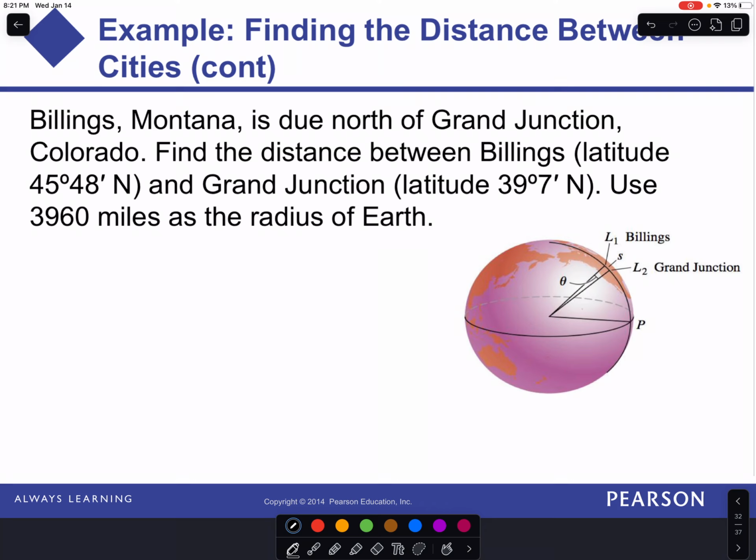So we got the 4548 minus the 3907. Okay. So let's do it like this. We got now 45 degrees, 48 minutes. We want to subtract 39 degrees and 7 minutes. Okay. Now I think we got a little bit lucky with the way the numbers kind of fell.